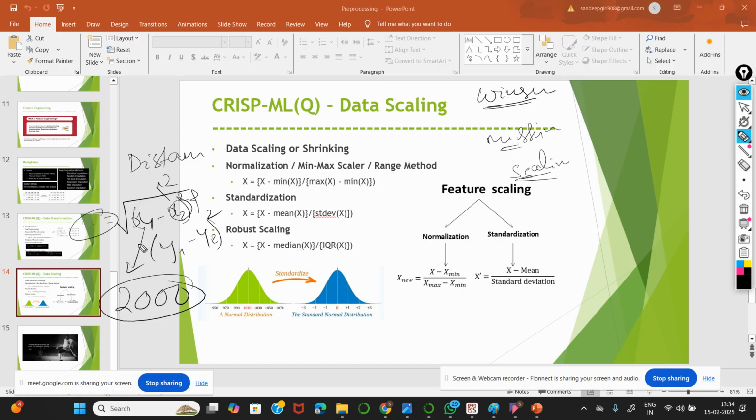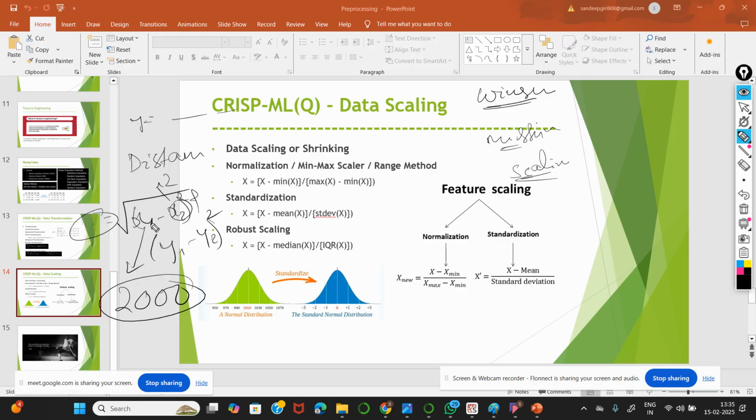That is the reason why, before undergoing any of the mathematical techniques, especially distance calculations or some advanced techniques like equation-based ones, using the shrinking technique is absolutely necessary there.